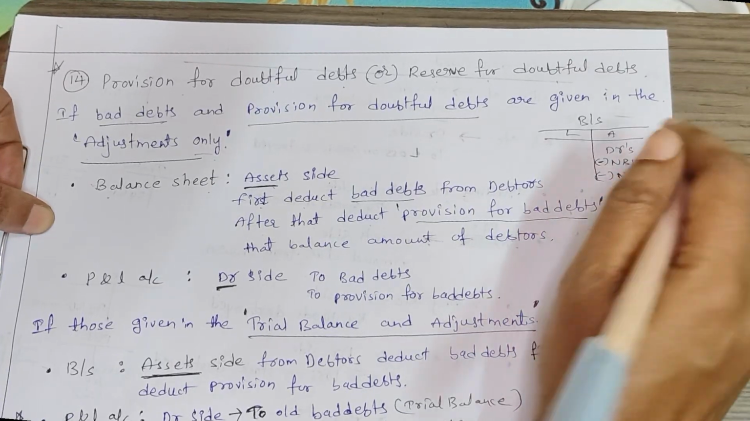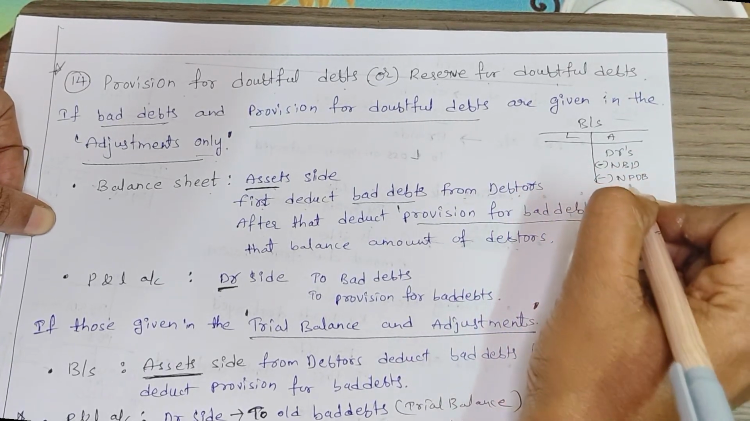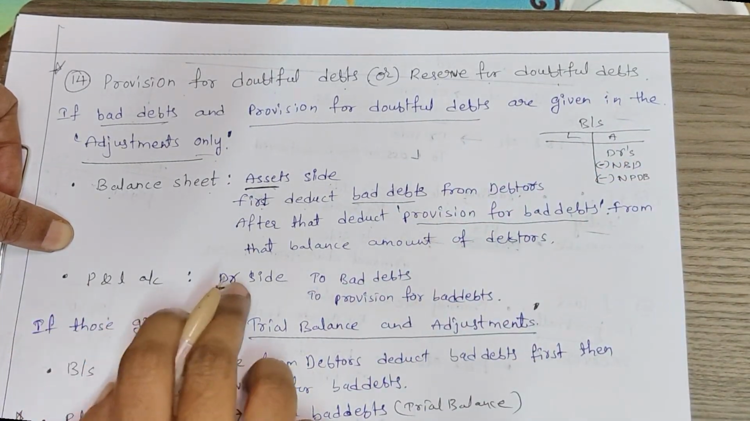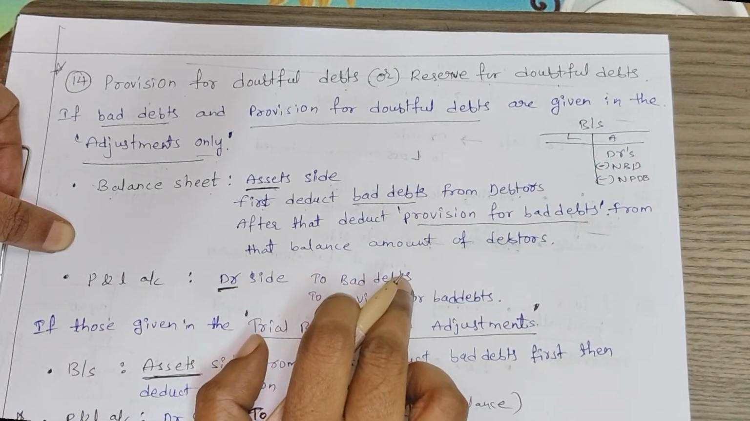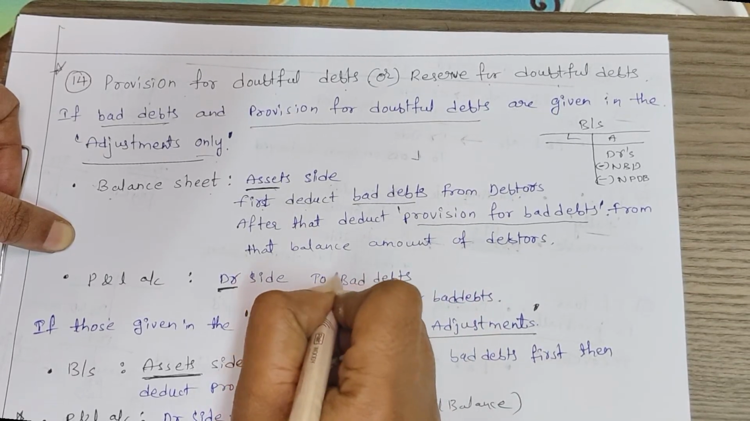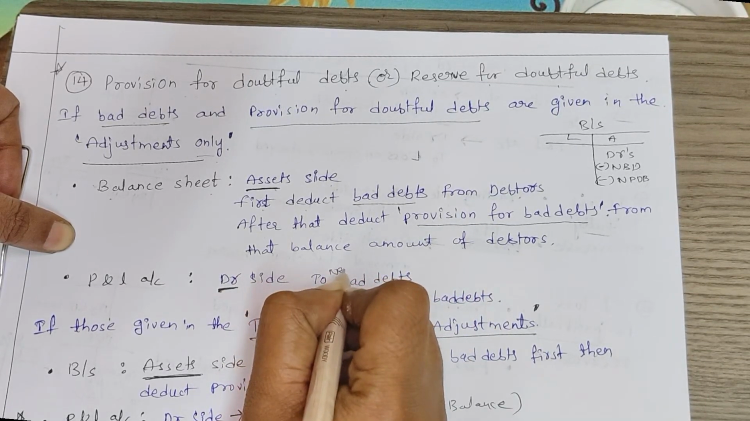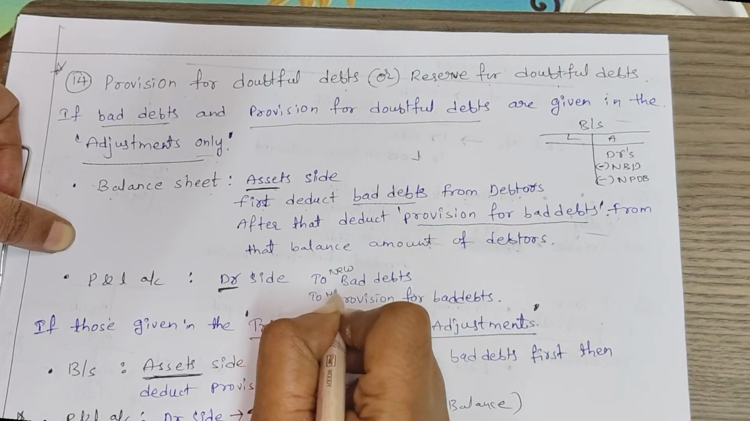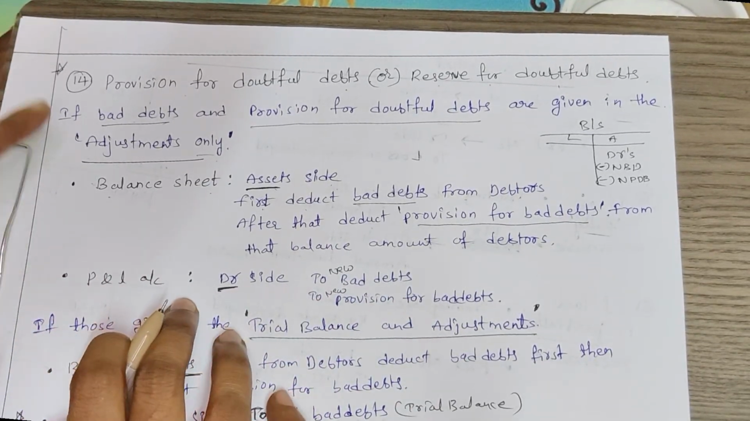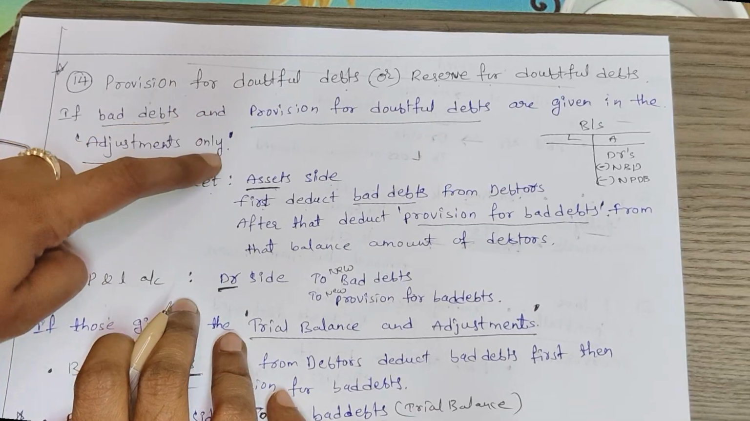Then these two balances we should show again; this is the first time. And next, on the profit and loss account debit side, to bad debts and to provision for bad debts. That is nothing but new bad debts as well as new provision for bad debts, which we need to show on the debit side of the profit and loss account, when they are only given in the adjustment.